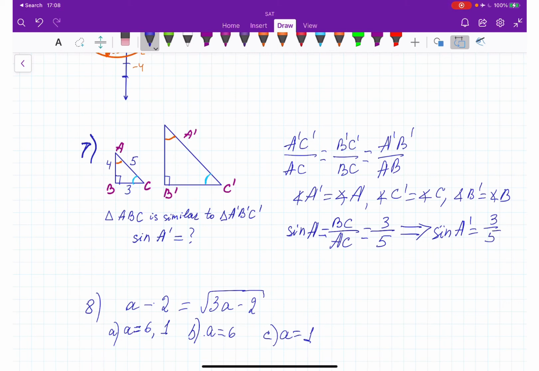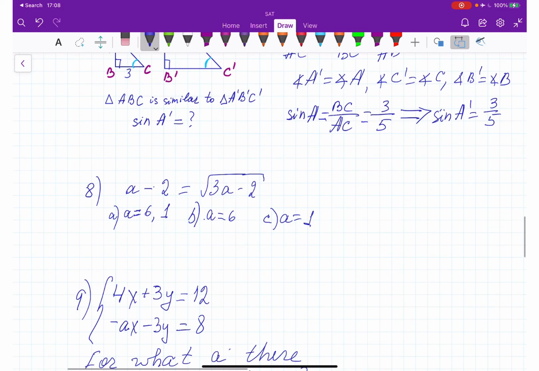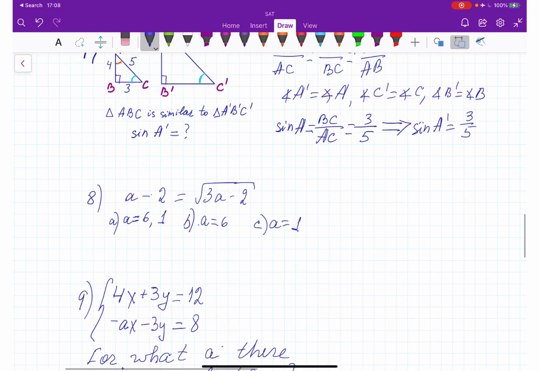All right, question number 8. All we have to do here is solve it to find the answer. The one thing here that is interesting: every time you solve an equation with a radical or square root, you have to check the answer and make sure it satisfies. So I'm going to raise to power 2 because we have a square root, to get rid of the square root.